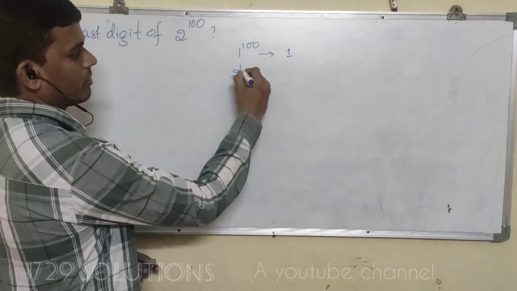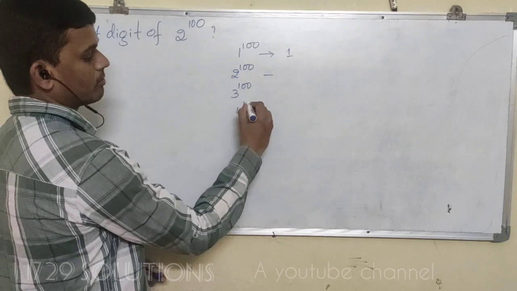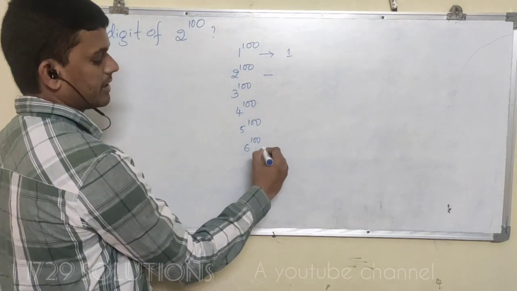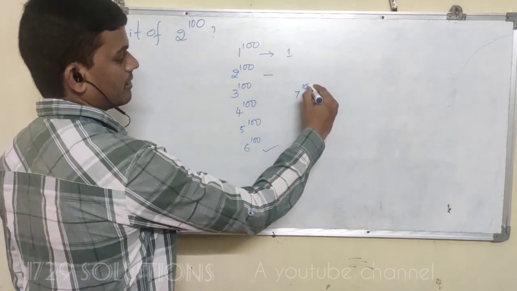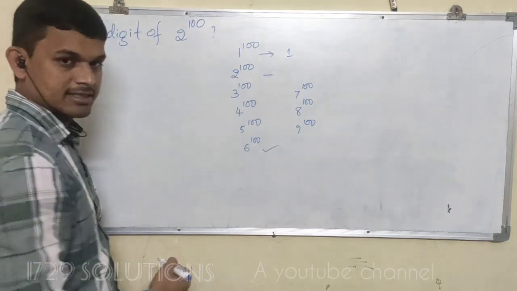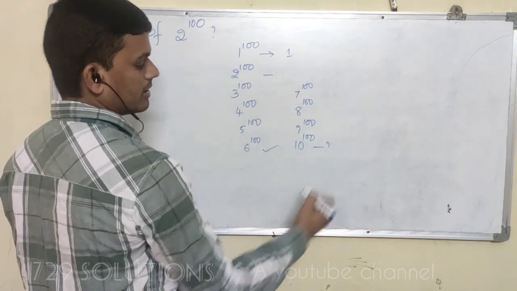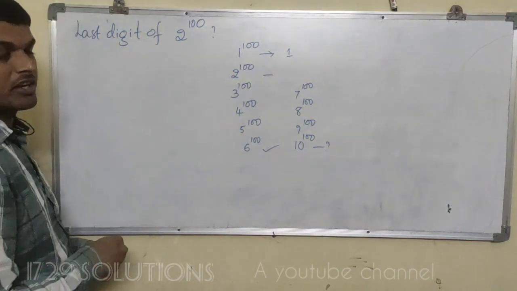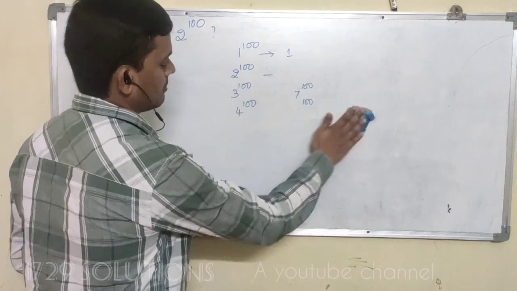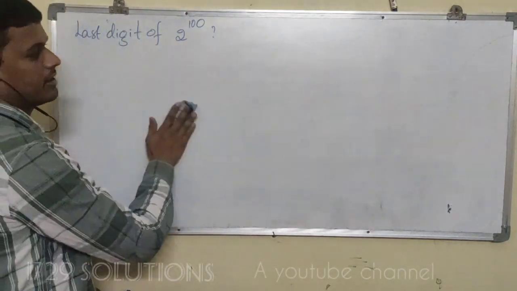So I am explaining now 2 power 100. Later I will explain 3 power 100, 4 power 100, 5 power 100, 6 power 100 I already explained, 7 power 100, 8 power 100 and 9 power 100. These are single digits, and I will explain 2-digit and 3-digit numbers later. Not in one video, I will make separate videos to explain all this. Now it's time to do the last digit of 2 power 100.